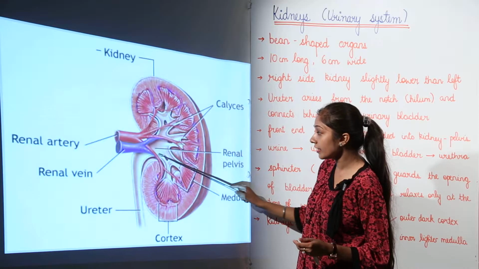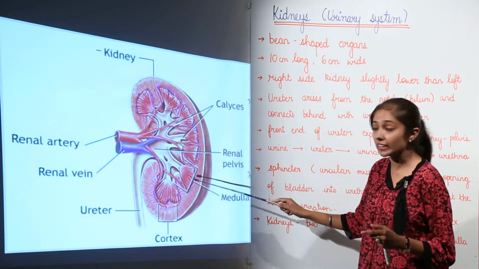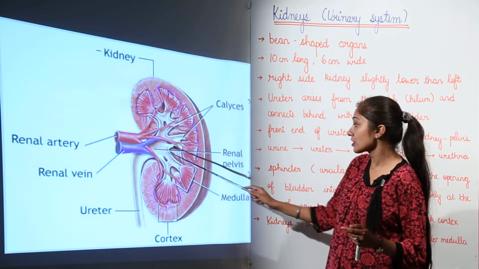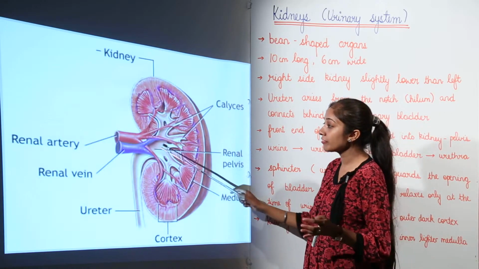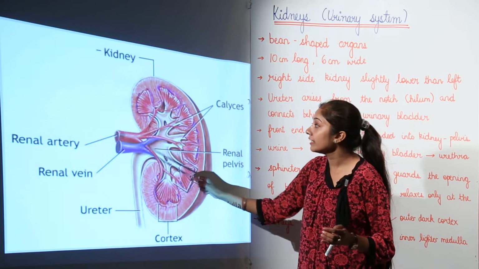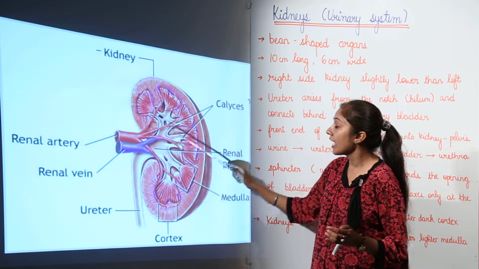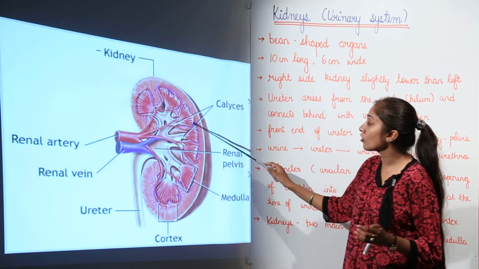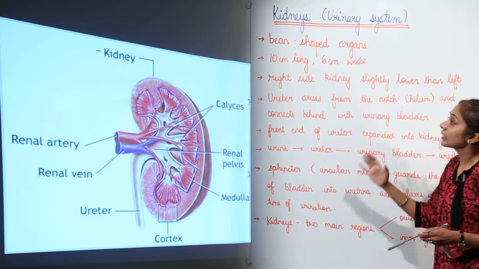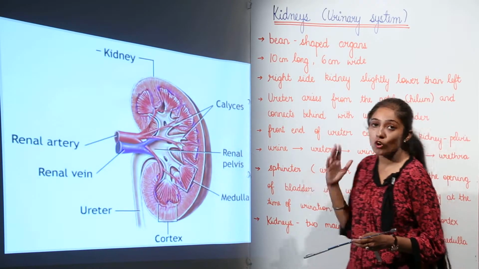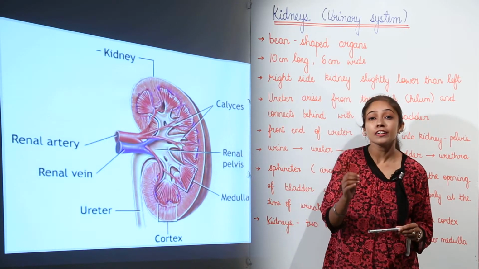You can see here that this is the ureter, and I told you that it is expanded inside the kidney, and here we call it the renal pelvis. And here we have the renal vein and renal artery also, and these are the projections which we call papilla. So this is the longitudinal section of a kidney. Now we will be discussing the functional units of the kidney, that is the nephrons.